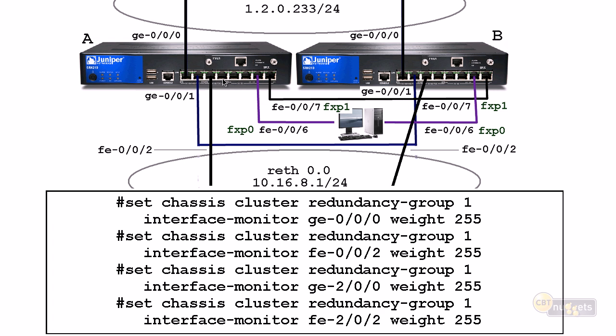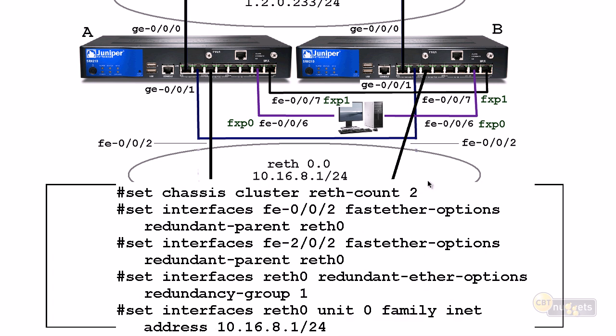to fail over. Okay, now we have to set up the redundant Ethernet interfaces, or our RETH interface, and then assign those RETHs to a zone. Let's start on the bottom here. Okay, let's just do the bottom RETH 0 first. First thing we have to do is we have to set the maximum number of redundant interfaces. So we use the command set chassis cluster RETH count 2. We've only got 2 RETHs, 0 and 1.